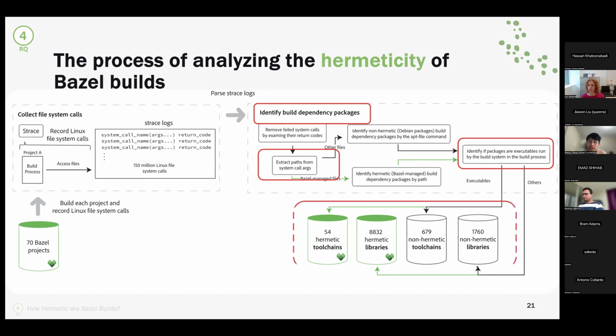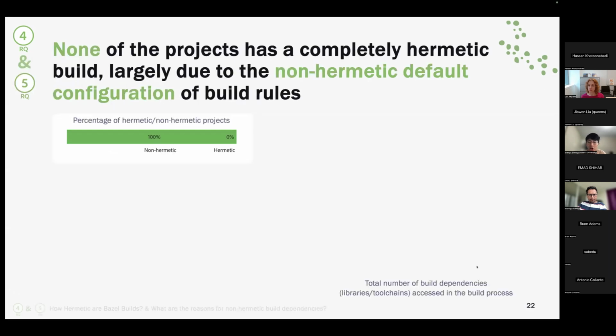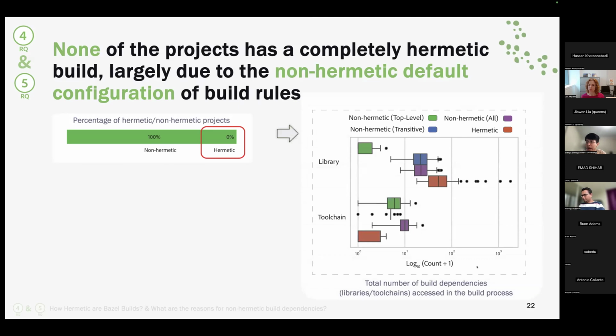As a result, we collected the hermetic and non-hermetic build dependencies, hermetic or non-hermetic toolchains and libraries accessed in the build process. So our results show none of the projects had a completely hermetic build. As you can see from the figure, all projects show a non-hermetic build process as they access files that are not managed by the build systems. We perform further analysis to see what kind of build dependencies contribute more to the non-hermeticity, and we found the number of top-level toolchains contributed the most, as the number of top-level non-hermetic toolchains is significantly higher than the number of top-level non-hermetic libraries.